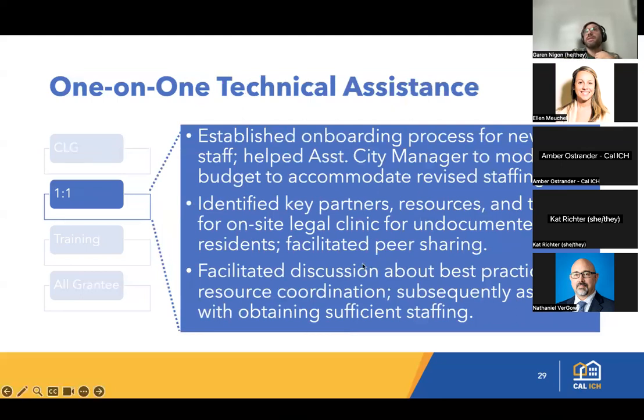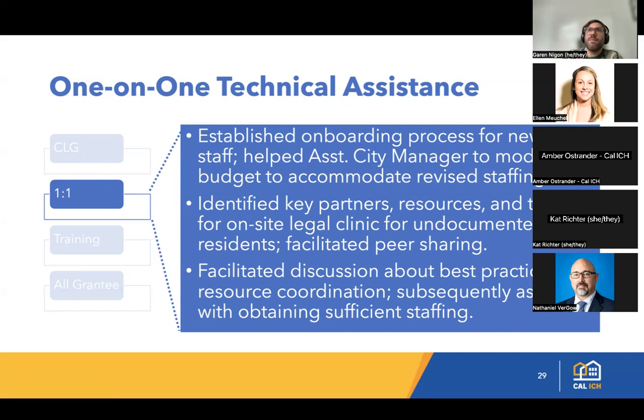We also have one-on-one technical assistance available. Each community is assigned to a little team that provides one-on-one technical assistance. These are just some examples of topics that we've tackled one-on-one with communities. We established an onboarding process for new lead staff and helped an assistant city manager to modify the budget to accommodate revised staffing. Also, we facilitated a discussion between a couple communities about best practices and resource coordination.